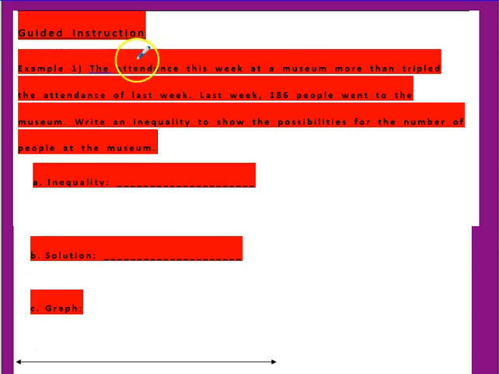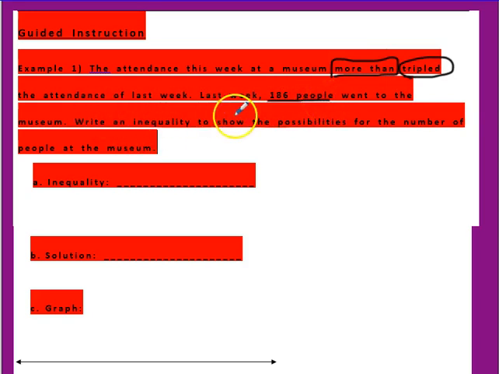Example number 1. The attendance this week at a museum more than, let's put a box around that, that seems important, more than tripled. Let's put a circle around that. Not that it matters which one is which, but those seem like pretty important things. More than tripled the attendance of last week. Last week, 186 people went to the museum. So more than tripled 186.